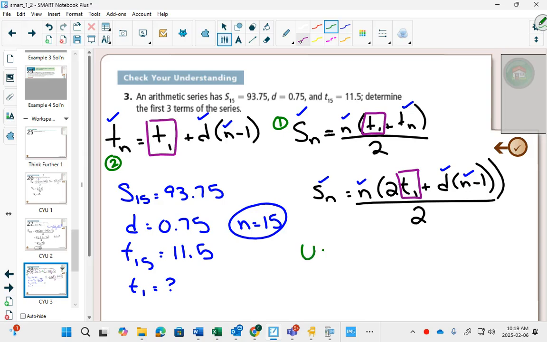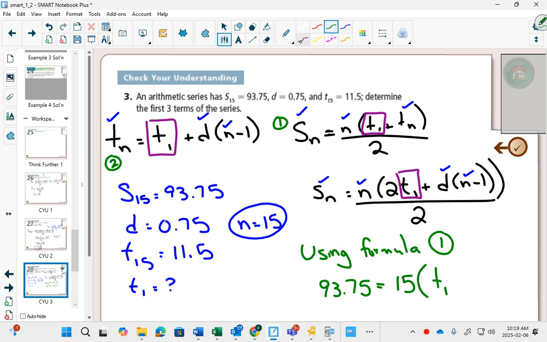All right, using formula 1, we plug in everything we know. We know the sum of the first 15 terms is 93.75, equals, we know that n is 15, bracket, we want to find this term 1. This is what we're trying to find. We know that term 15 was 11.5, divided by 2.